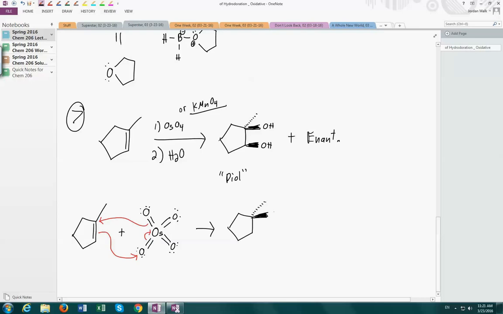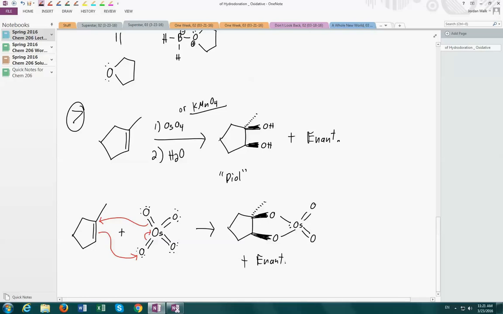So we're going to add from the same face. We'll have an oxygen there on a wedge and an oxygen here on a wedge. And ultimately what we end up with is a new 5-membered ring that looks like that. All right, so that's all we need to know mechanistically about this reaction. Of course, as always, we've got plus an enantiomer that could be forming.